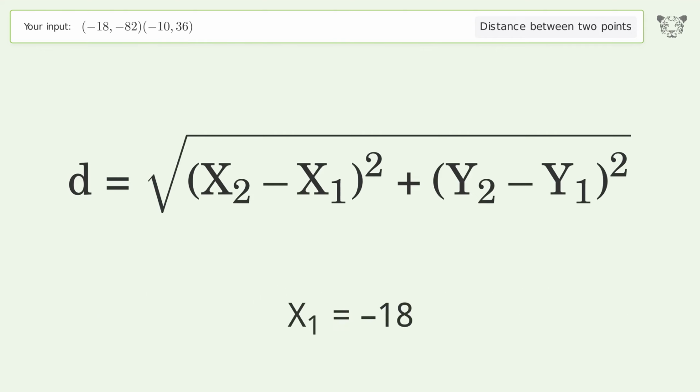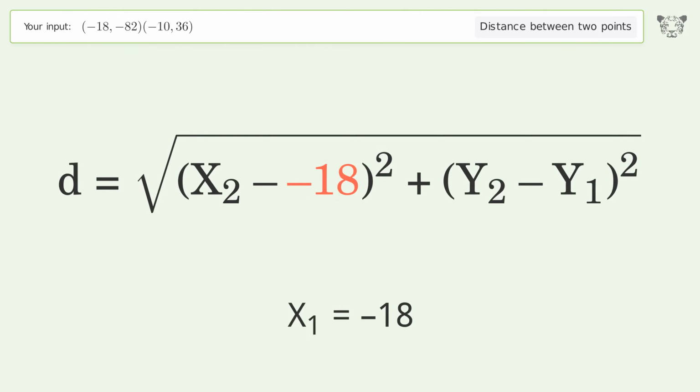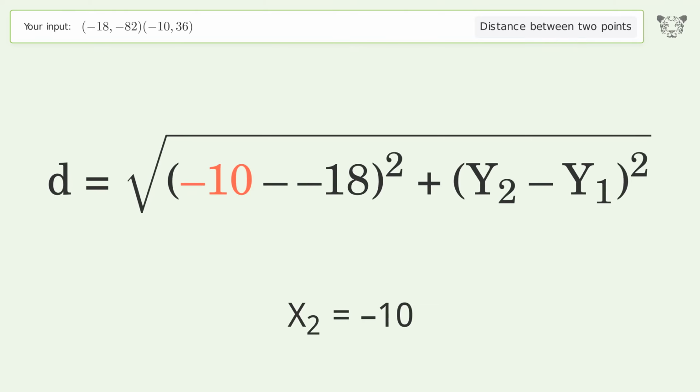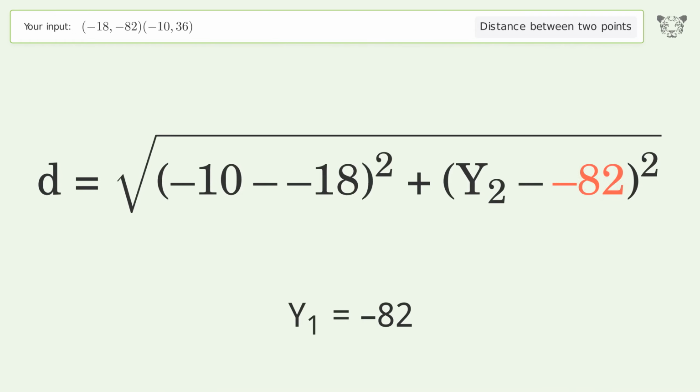x1 equals -18. x2 equals -10. y1 equals -82. y2 equals 36.